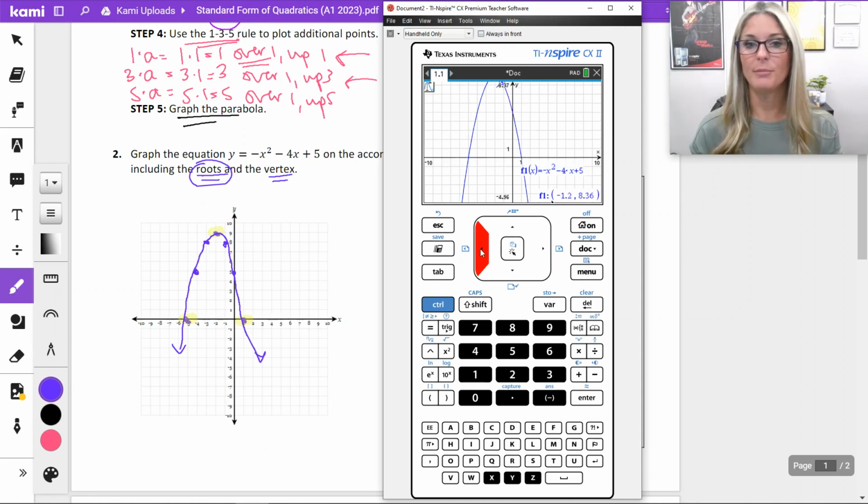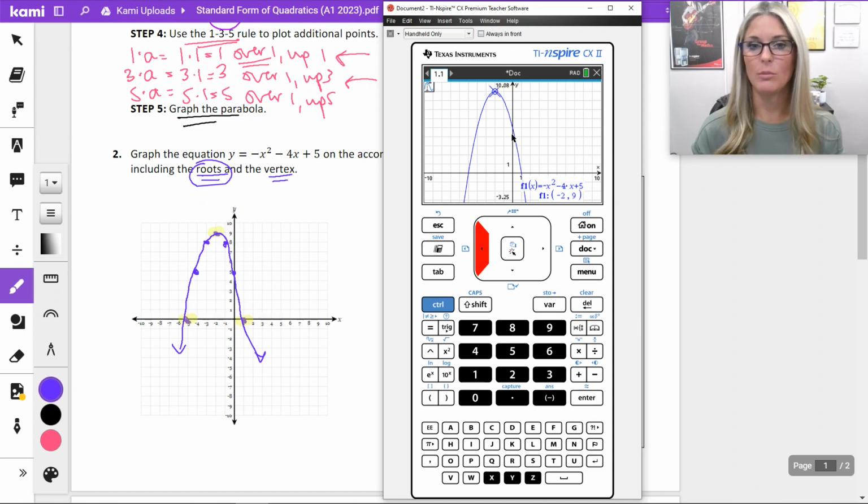If I travel up, I'm going to see the maximum point was -2, 9. It also highlighted our y-intercept along the way. And then I can come back and scroll over here to our left side, the root or the x-intercept, -5, 0. The only tricky part is sometimes the trace tool doesn't identify enough ordered pairs for us.